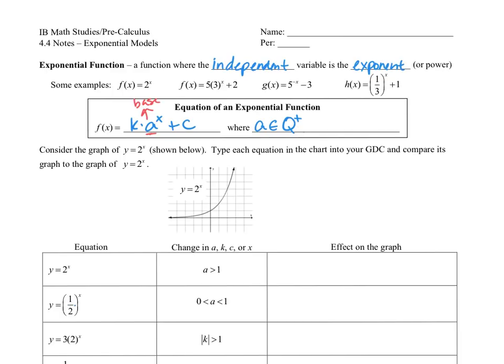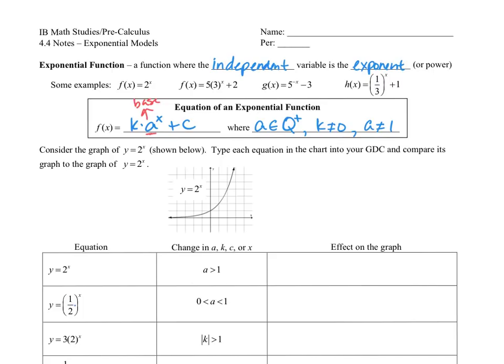Also, in this equation, k cannot be equal to 0. I think that's obvious. If k were 0, then this whole term would zero out and you would just have a constant function. And then also a, the base, cannot be equal to 1, because if a were 1, raise 1 to any power and you would always get 1, so it's not an exponential function anymore. It would be a constant function.